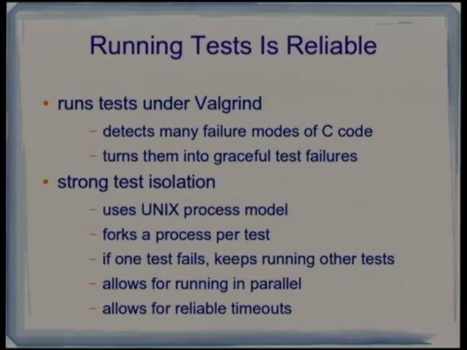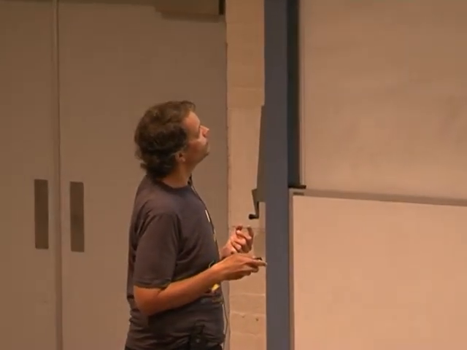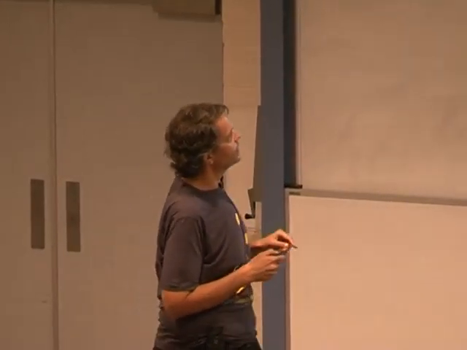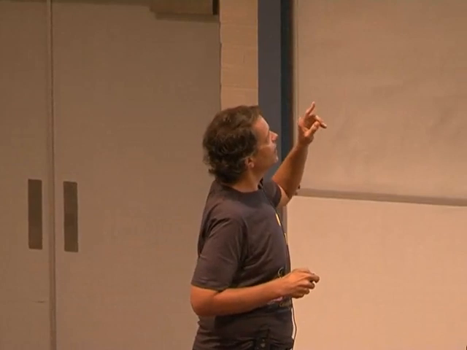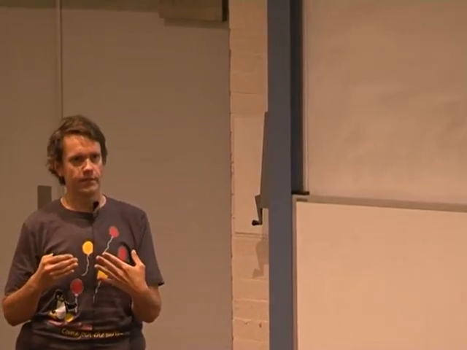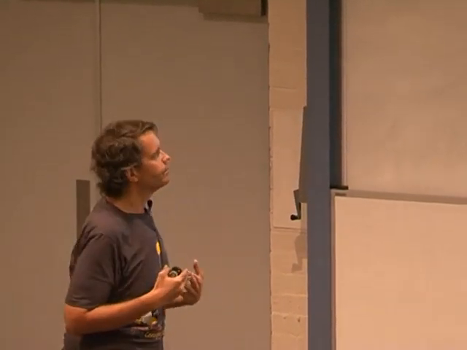And it does that in a library. So what happens is, I'll go through that in a little bit of detail. We run ourselves under valgrind because we want to achieve the best possible detection of errors all the time.